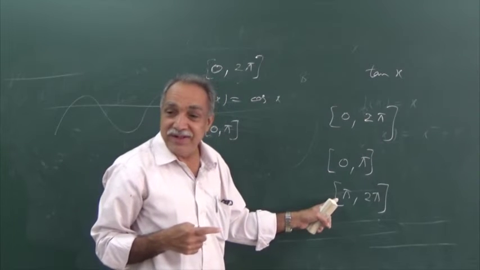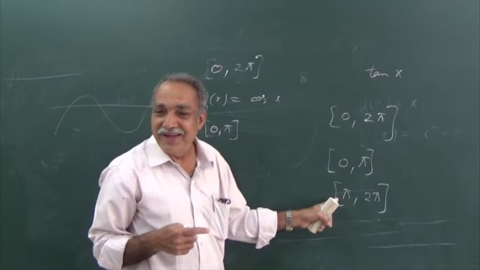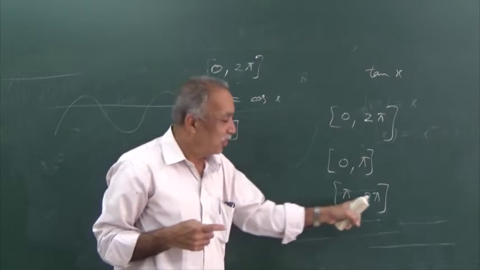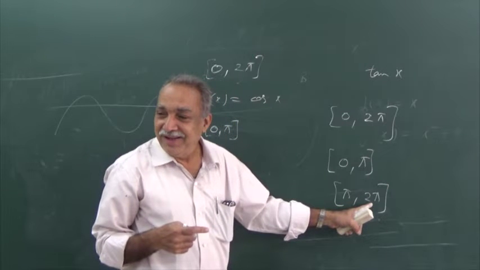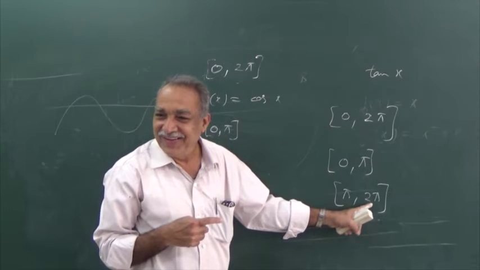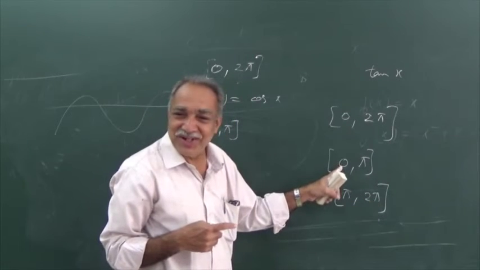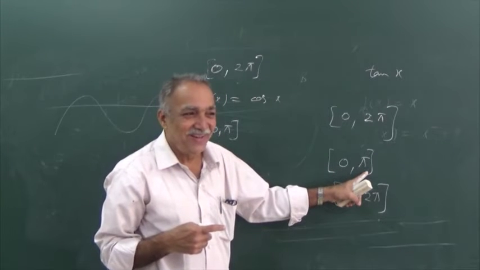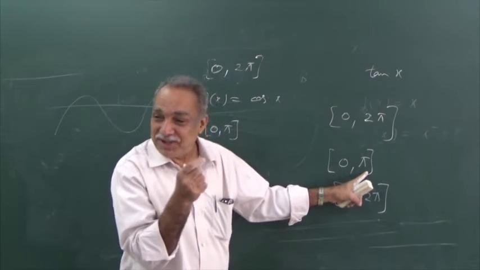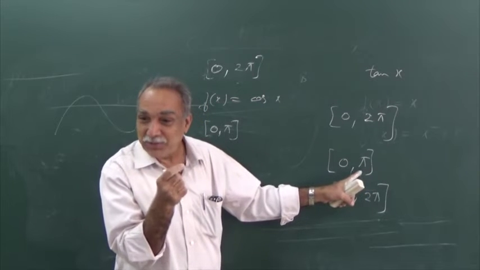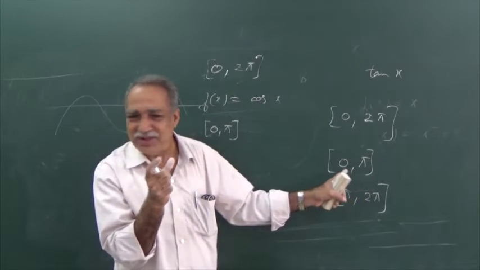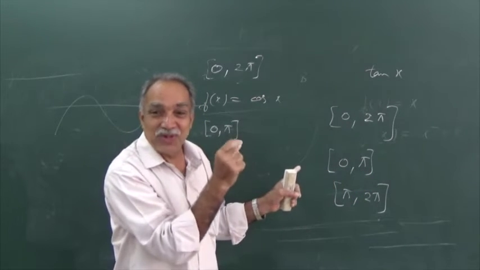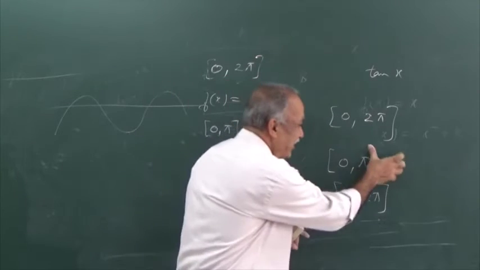What is tan pi? 0. What is tan 2 pi? Is it 1, 1? Here also, what is tan 0? What is tan pi? Are they not equal? It is not 1, 1, for the reason that there is one point where function values are equal. Just for the presence of those end points, it is not 1, 1.